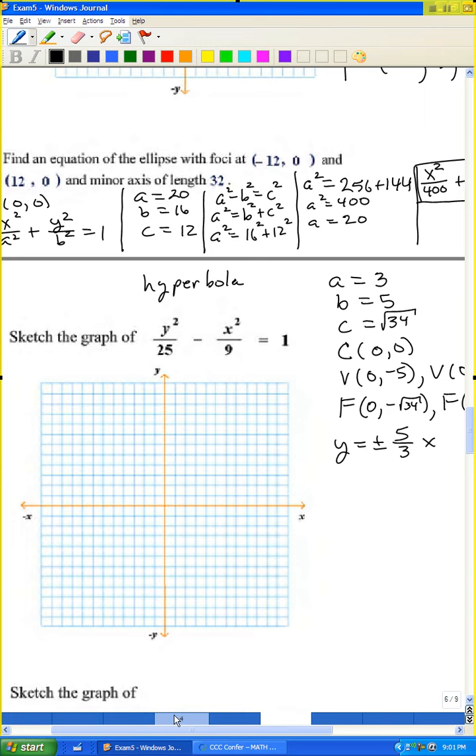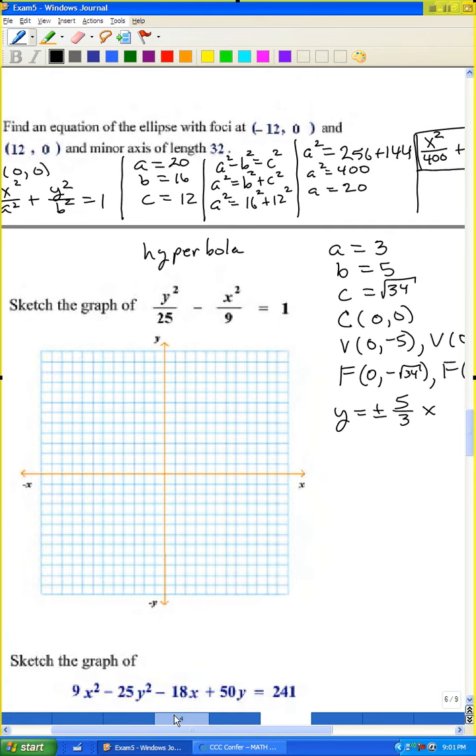Okay, so let's try to draw this hyperbola. Count over 3, and up 5. Now let me try to draw the bounding rectangle. Let's see if I can do that at least.